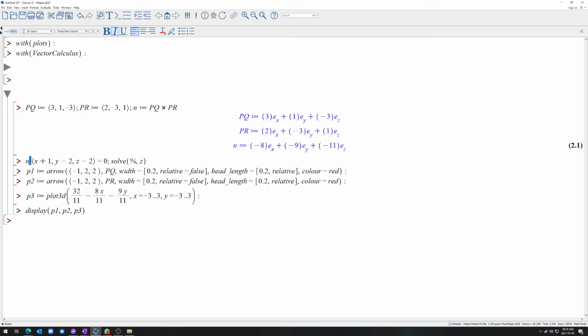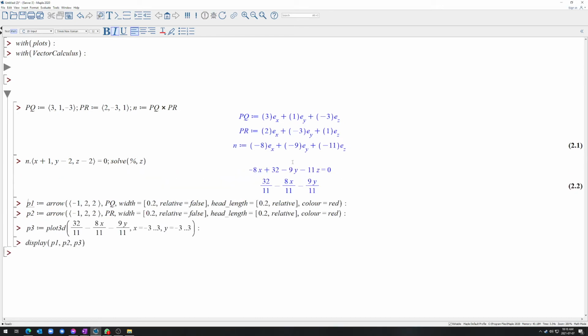And then we can take a look at the vector form of the equation. Now this didn't show up perfectly, but you can see that is a dot product: n dot (x + 1, y - 2, z - 2). So once again, I'm just using the point P there. And then once we get that equation, we can solve that for z. That solve command will simply isolate z so that this next line here is the equation of that plane in the form of z = 32/11 - 8/11 x - 9/11 y. That's going to be important so that we can graph this using the plot3d command.